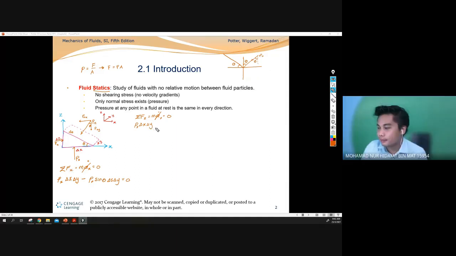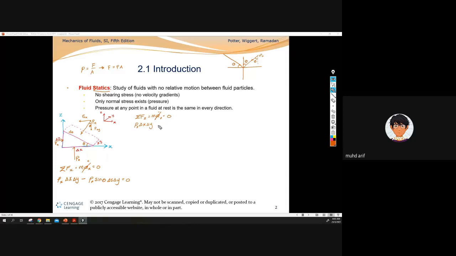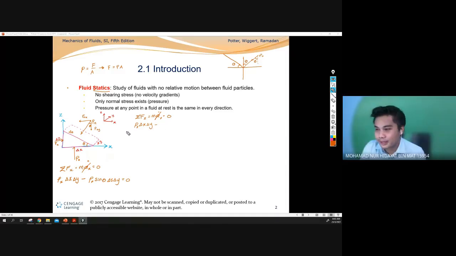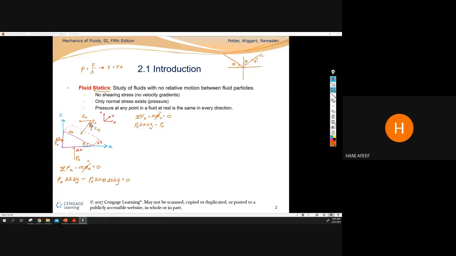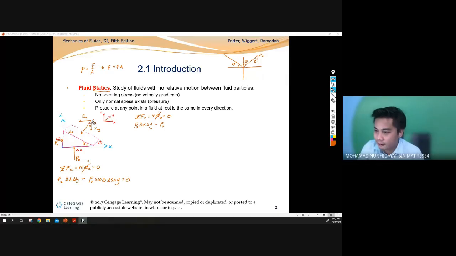Pn. Okay, positive or negative? Negative. Because it is acting in the negative direction. Okay, so Pn, cos or sine? Cos. If we take the cos, it's going to have Py. So cos theta. So what is the area? The same here. Delta S, delta Y. Do we have any other force?